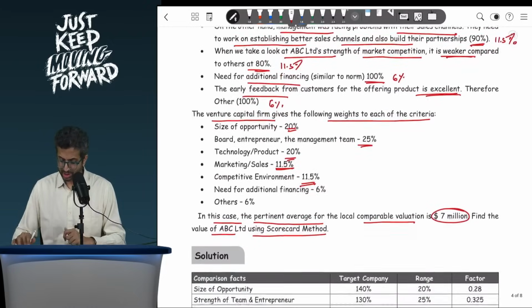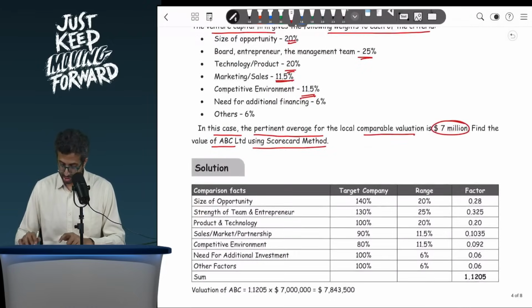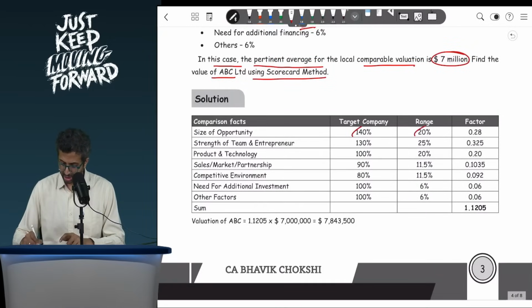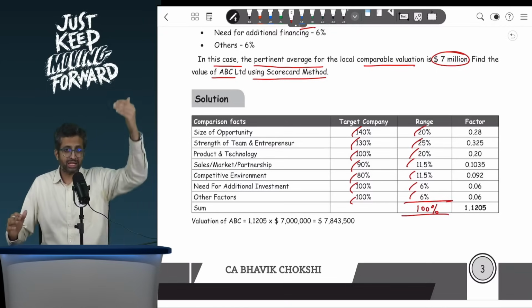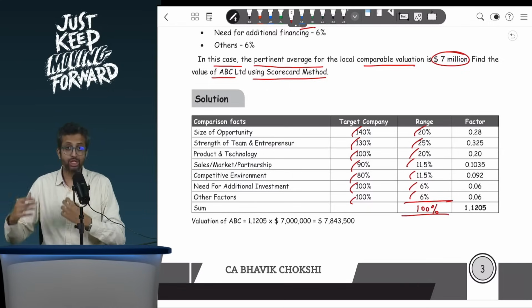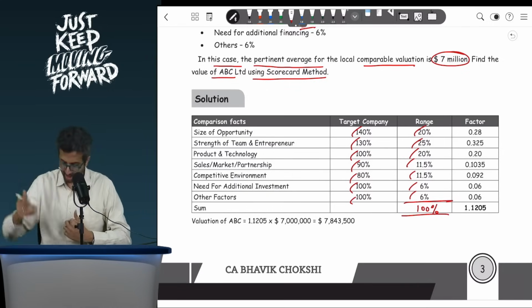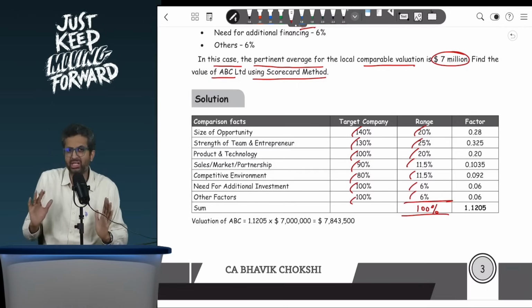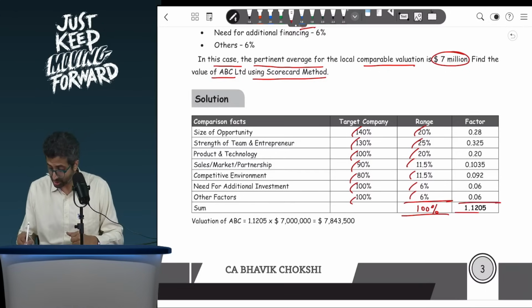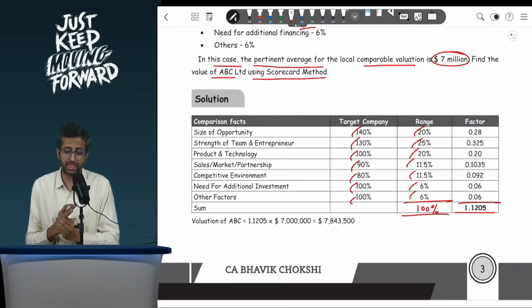What you just have to do is take the weighted average. You look at the size of opportunity, 140 and 20, 130 and 25, 100 and 20, you multiply these, and the total of all of these will ideally come to 100%. So we are saying that on an average, these are the weights to each of these factors, and your target company as compared to the average company is 140%, that is 1.4 times better, or it is 80%, that is 0.8 times only. If you take the weighted average, this is around 1.1205. So your company is around 1.1205 as compared to the average company.